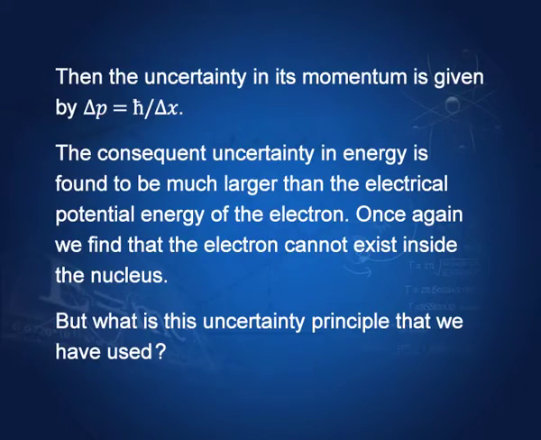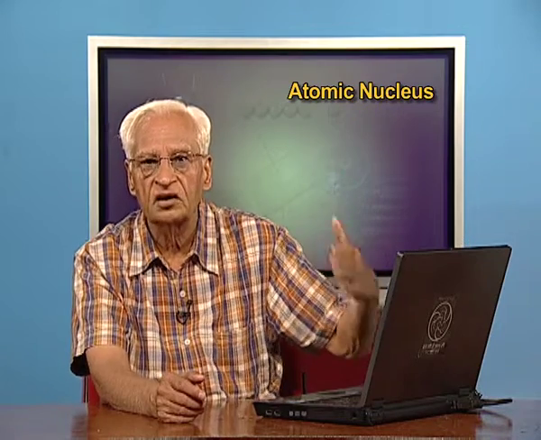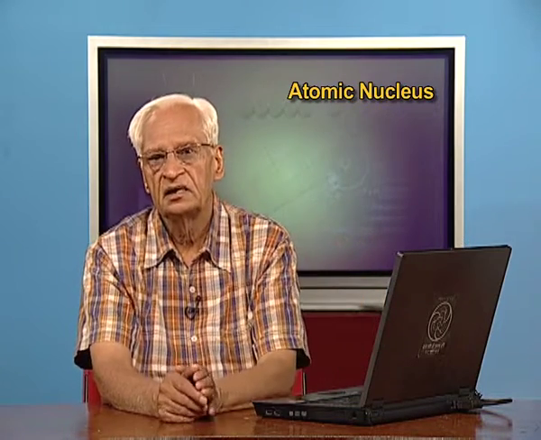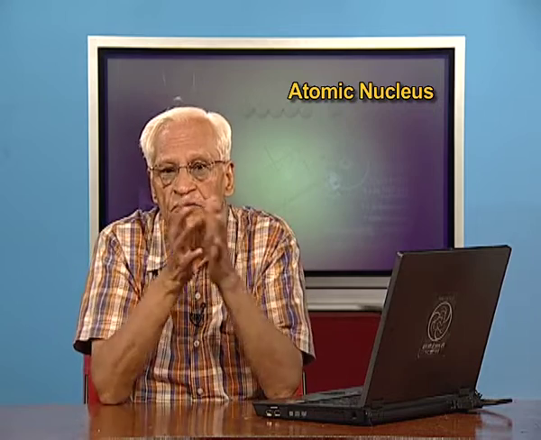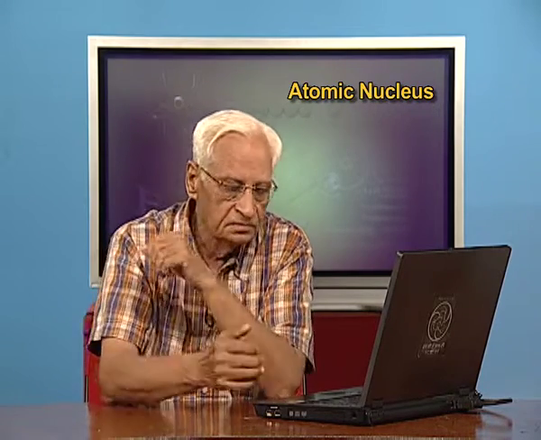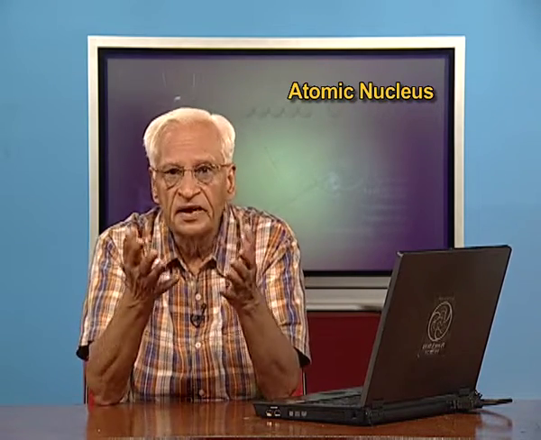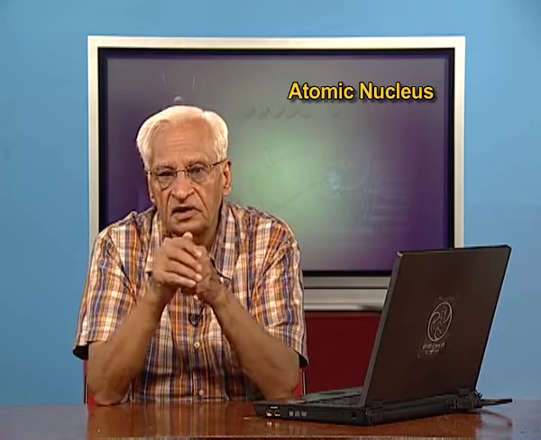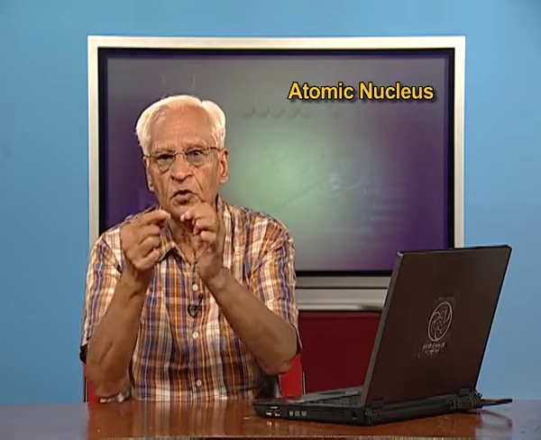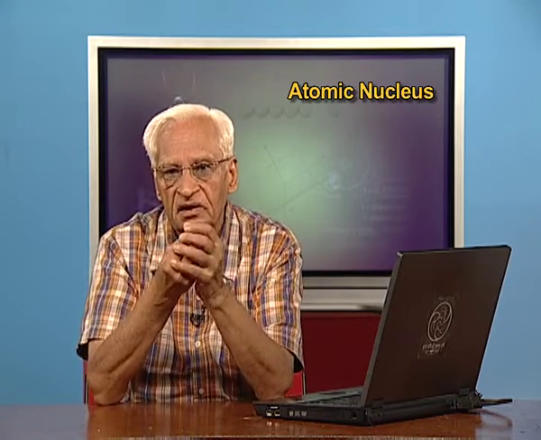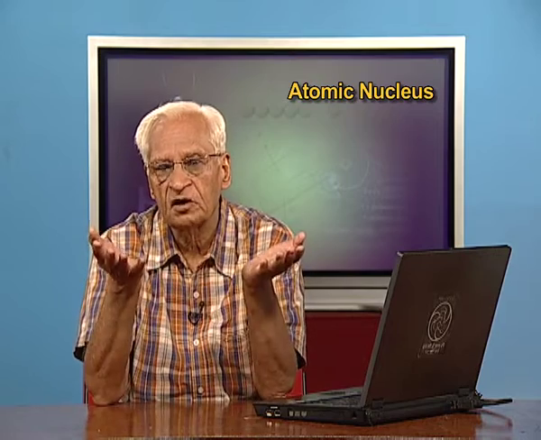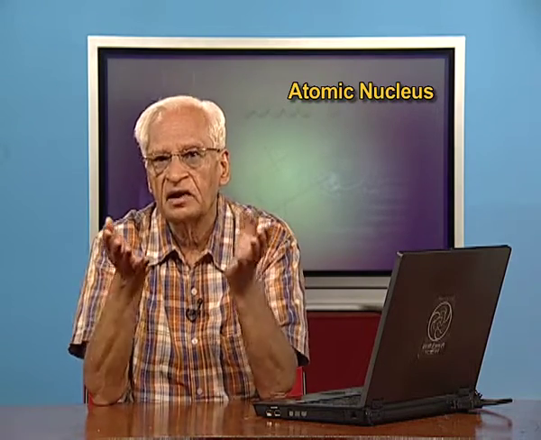So, this uncertainty principle also told us that the electrons cannot exist inside the nucleus. So, now what happens to the argument suggested by Rutherford, that one electron and one proton can form a pair which is neutral? If electrons cannot exist, this obviously cannot happen.